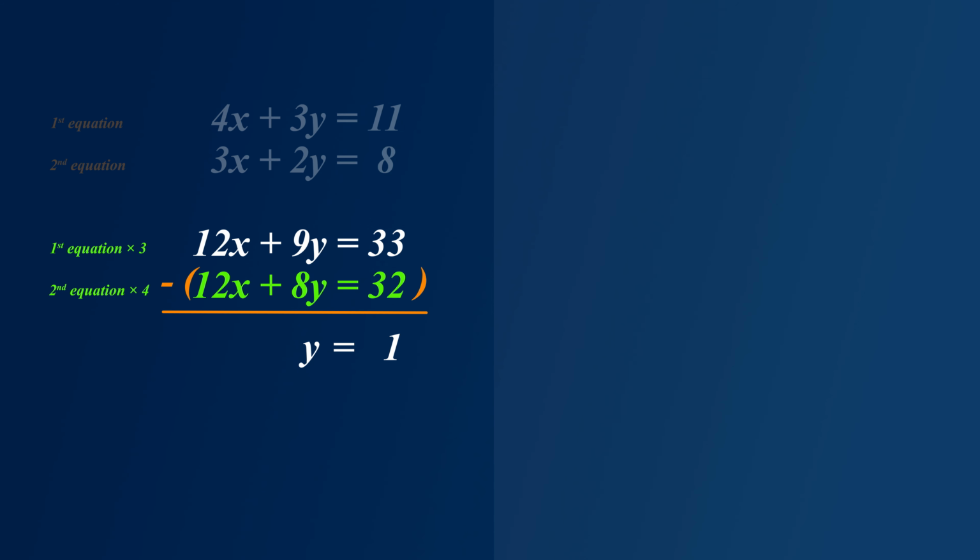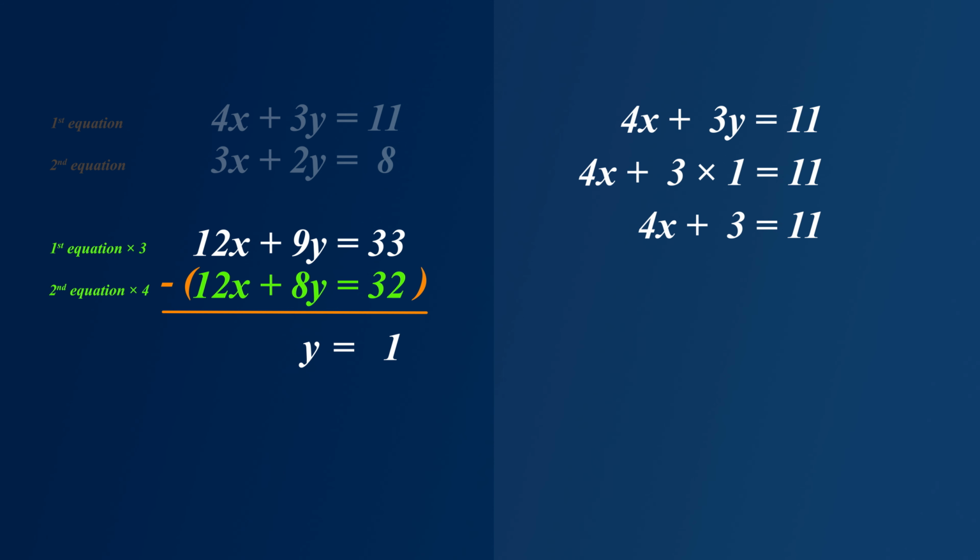Then we substitute y equals 1 into one of the original equations. I'll choose the first equation. 4x plus 3 times y equals 11. That's 4x plus 3 times 1 equals 11. So 4x plus 3 equals 11. Subtract 3 and we get 4x equals 8. Divide by 4 and we get x equals 2. So the answers are x equals 2 and y equals 1.